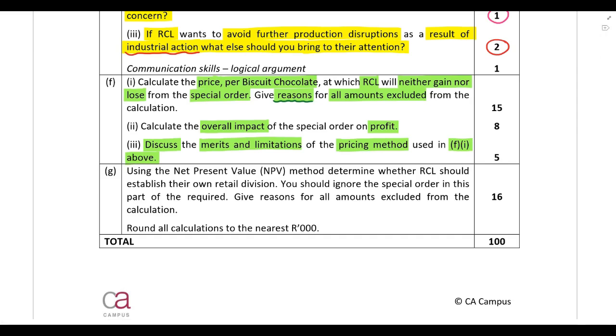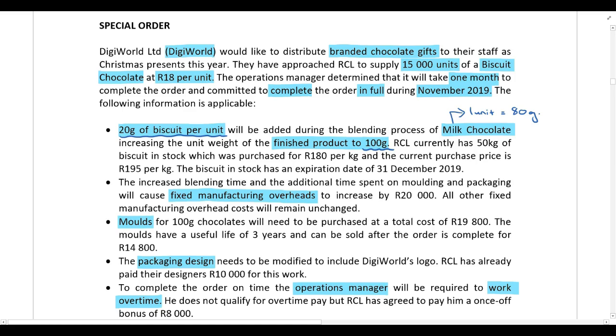Okay, so if we go back to the information provided, we know that the special order is for 15,000 units of a biscuit chocolate, and DigiWorld is going to pay 18 Rand per unit. But we won't take that into account in this calculation because we are not trying to calculate the profit or anything like that. We are trying to calculate the minimum cost. So what DigiWorld is actually going to be paying won't be taken into account here. We are only looking at what it's going to cost RCL to supply these 15,000 units of a biscuit chocolate.